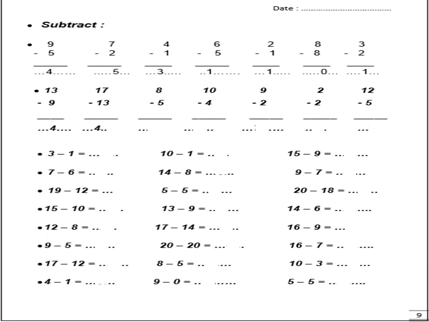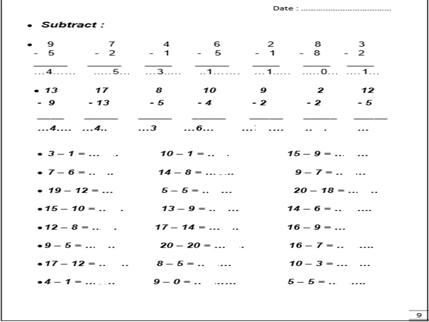8 minus 5, we count from 5 until we reach 8. After 5: 6, 7, 8. So 8 minus 5 will be 3. 10 minus 4, we count from 4 until we reach 10. After 4: 5, 6, 7, 8, 9, 10. So the answer will be 6.